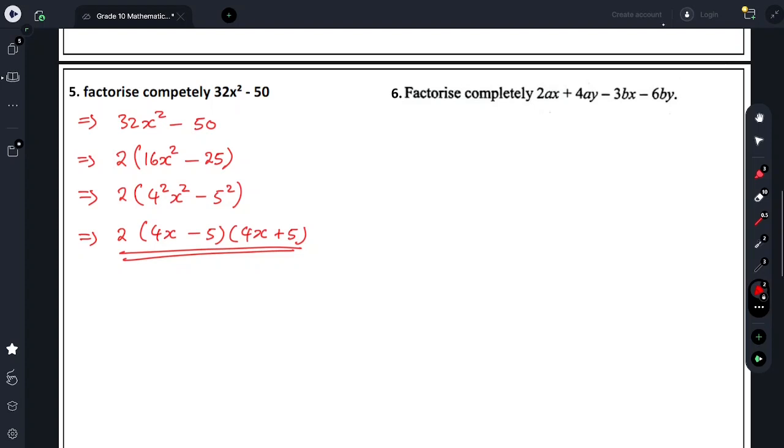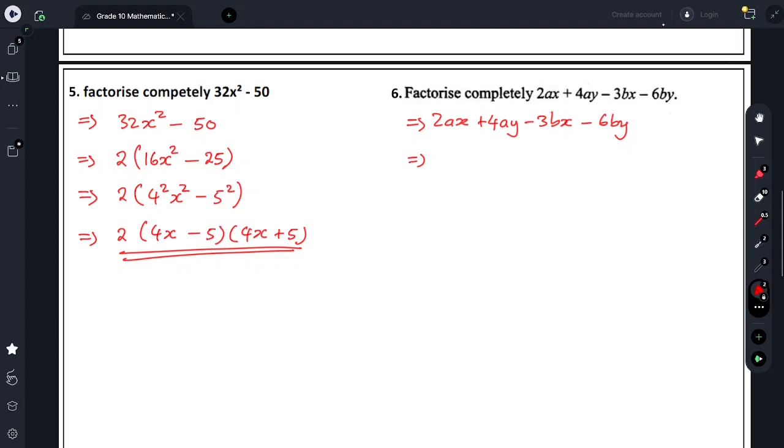2ax plus 4ay minus 3bx minus 6by. So let's rewrite this one. So we have 2ax plus 4ay minus 3bx minus 6by. Okay, so this one will first collect like terms.